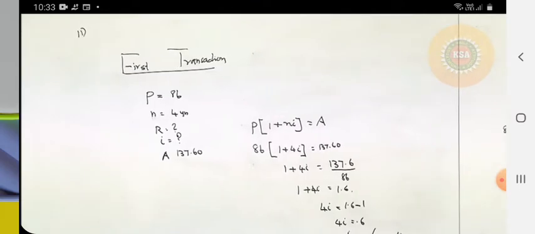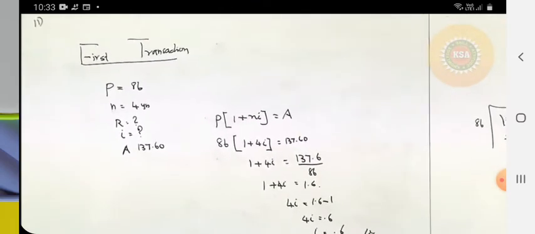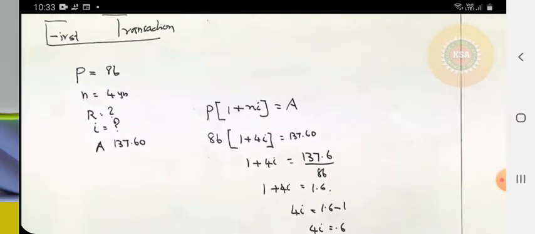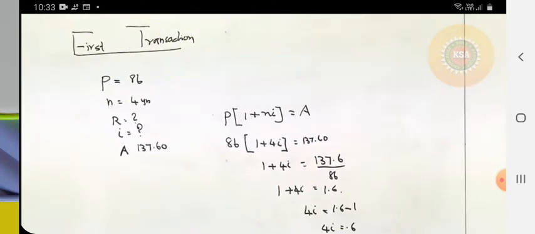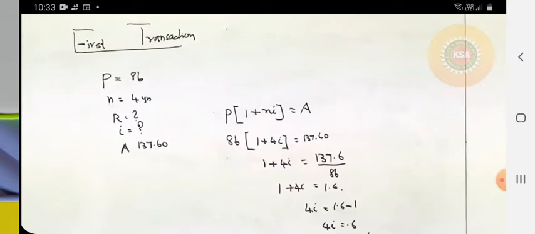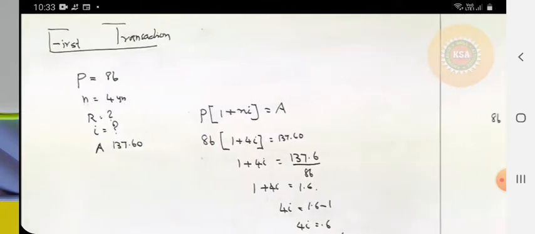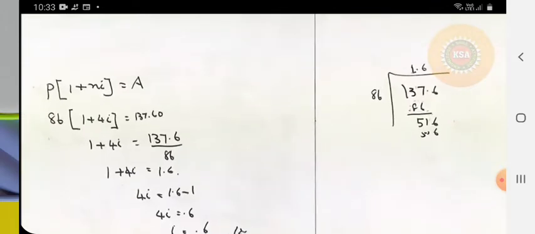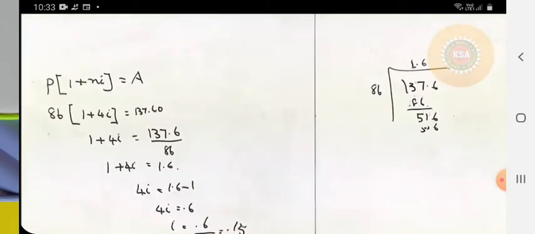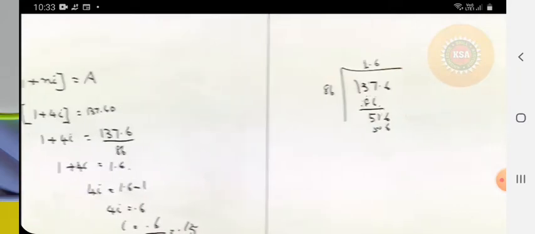R value not asked. Immediately 15% you don't put. We want I value calculated. R value not asked. Question they are asking second transaction. Question is second transaction. I value leave as it is. First transaction what we are doing, I value calculated. R value don't write.